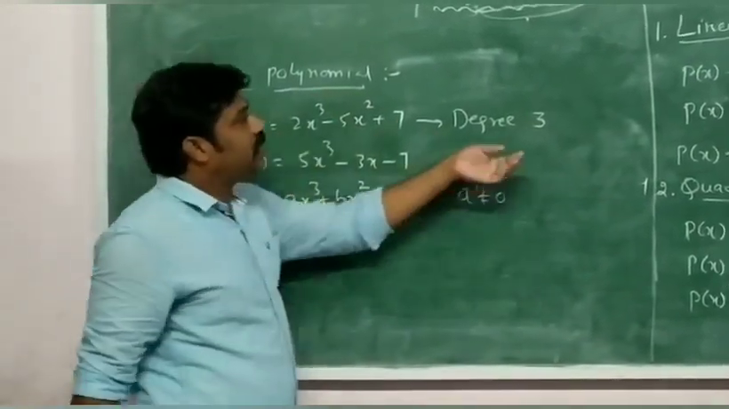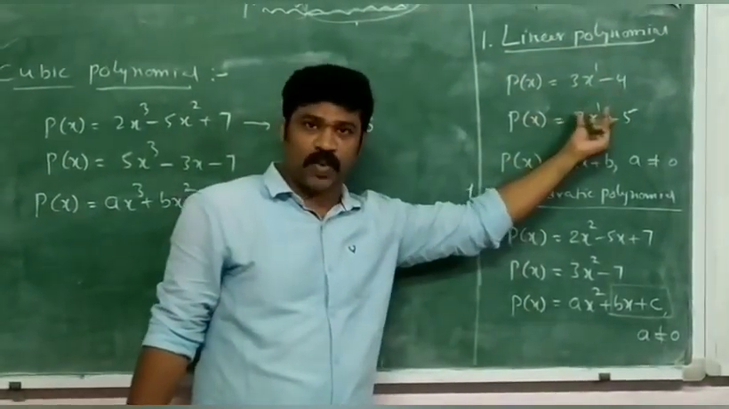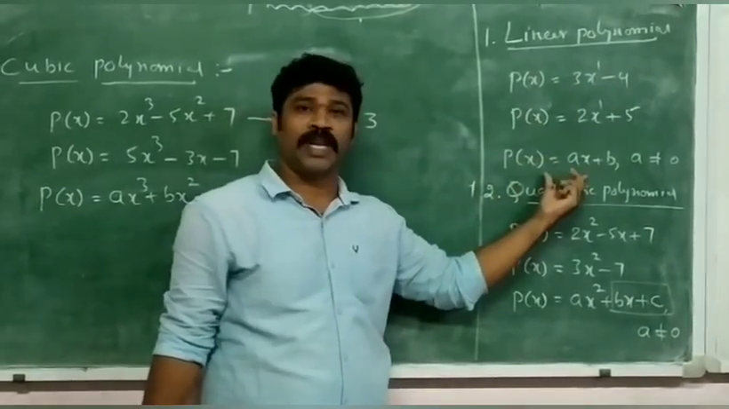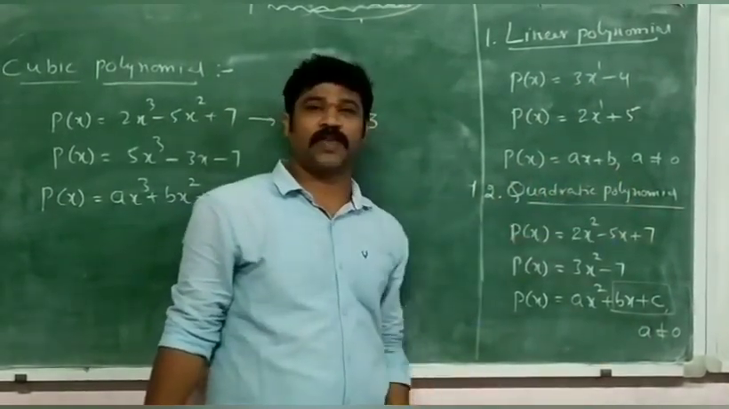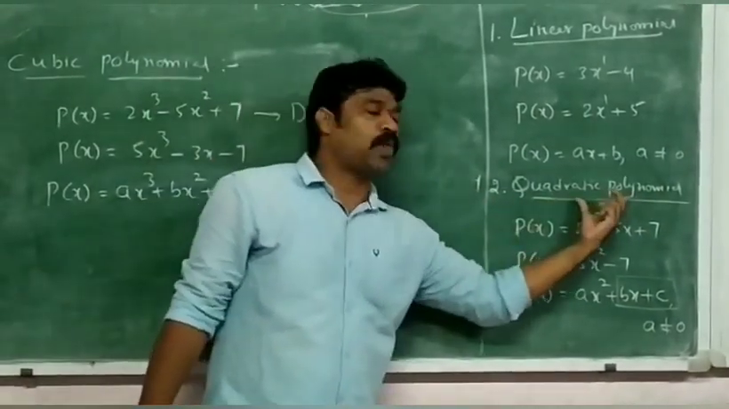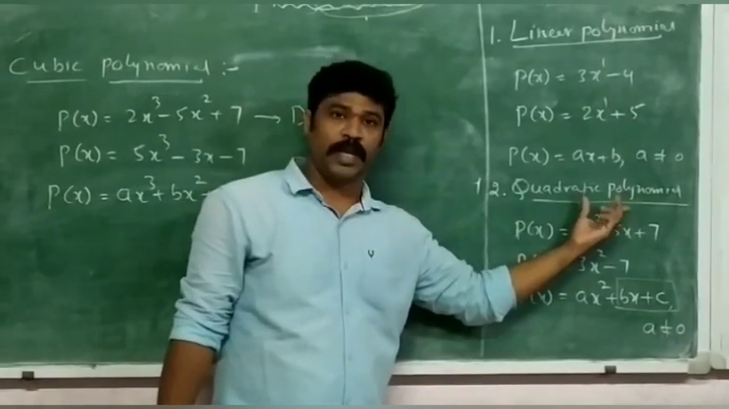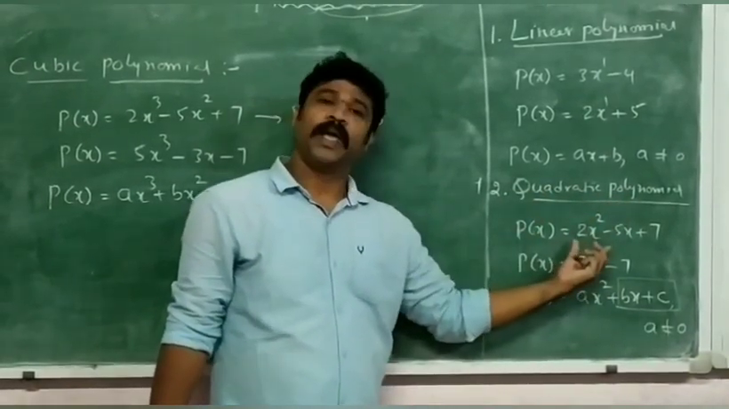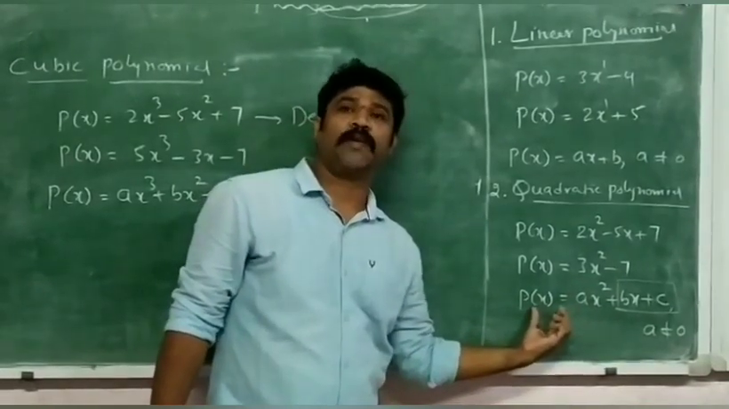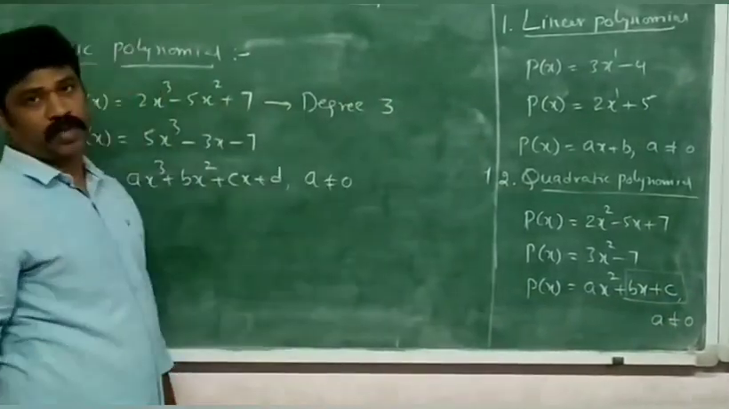Now let us revise. Linear polynomial is nothing but if the degree of any polynomial is 1, we call it a linear polynomial, and the general form of linear polynomial is p of x is equal to ax plus b, where a must be not equal to 0. Similarly, the second one is quadratic polynomial. If the degree of the polynomial is 2, then we call it a quadratic polynomial, and the general form is p of x is equal to ax square plus bx plus c, where a must be not equal to 0.